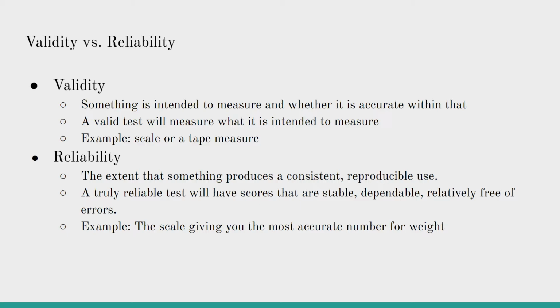Next is reliability. The extent that something produces a consistent, reproducible result. But I guess you can use something twice. A truly reliable test will have scores that are stable, dependable, relatively free of errors. For example, the scale giving you the most accurate number for weight.